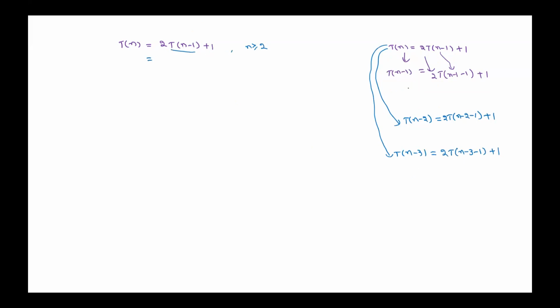T of n minus 1, we can substitute to 2 times T of n minus 2 plus 1. This we can substitute now. So 2 is already there. One more 2 times T of n minus 2 plus 1. Already plus 1 is there. This we can write as 2 into 2, 2 squared T of n minus 2 plus 2 plus 1. Is that okay? Now what is T of n minus 2?